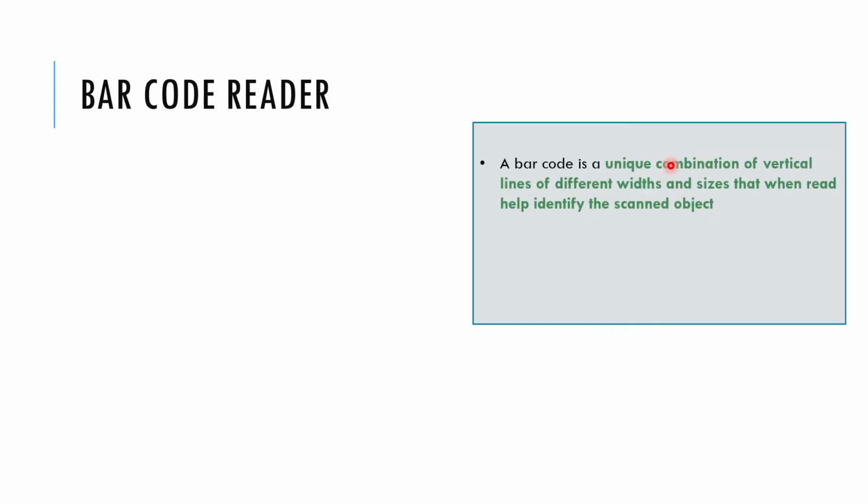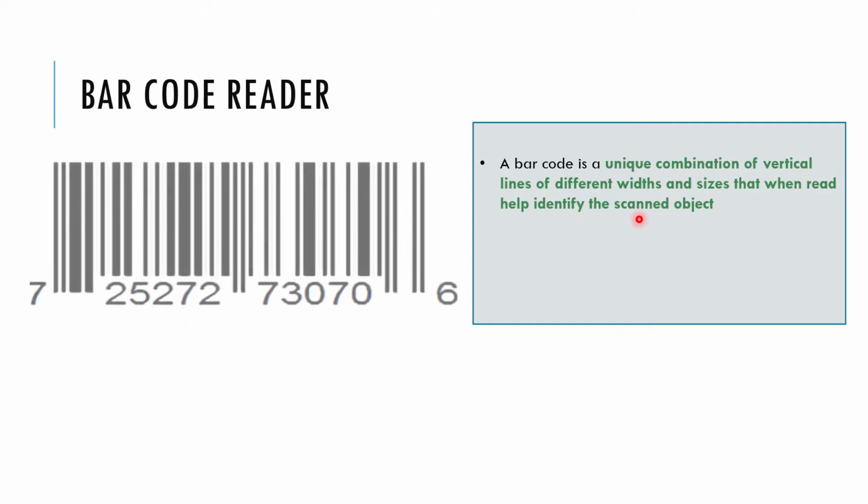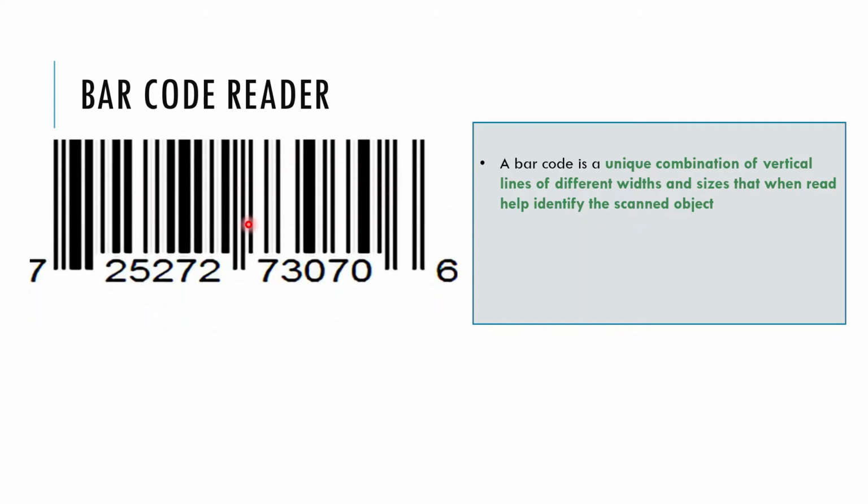What is a barcode? You may have seen a barcode on products such as grocery items and clothes. A barcode is a unique combination of vertical lines of different widths and sizes that, when read, help identify the scanned object. So this is the picture of a sample barcode. The scanned object basically represents product information such as price and place of manufacture, etc.